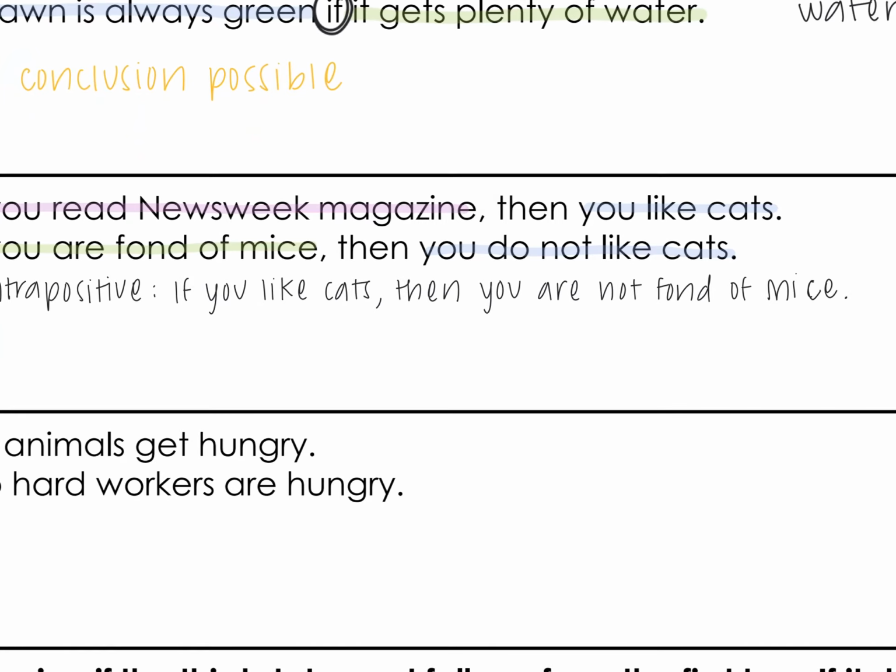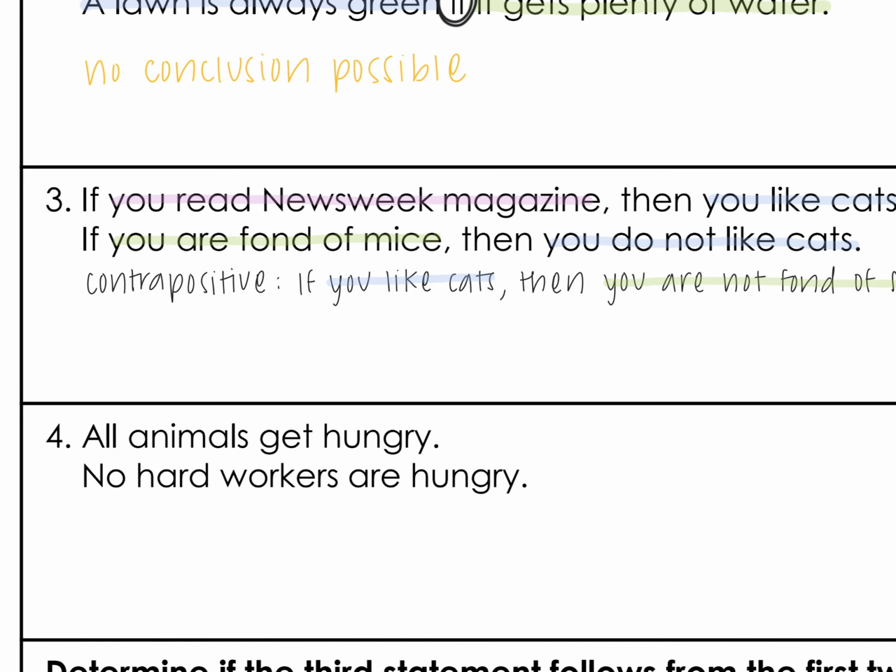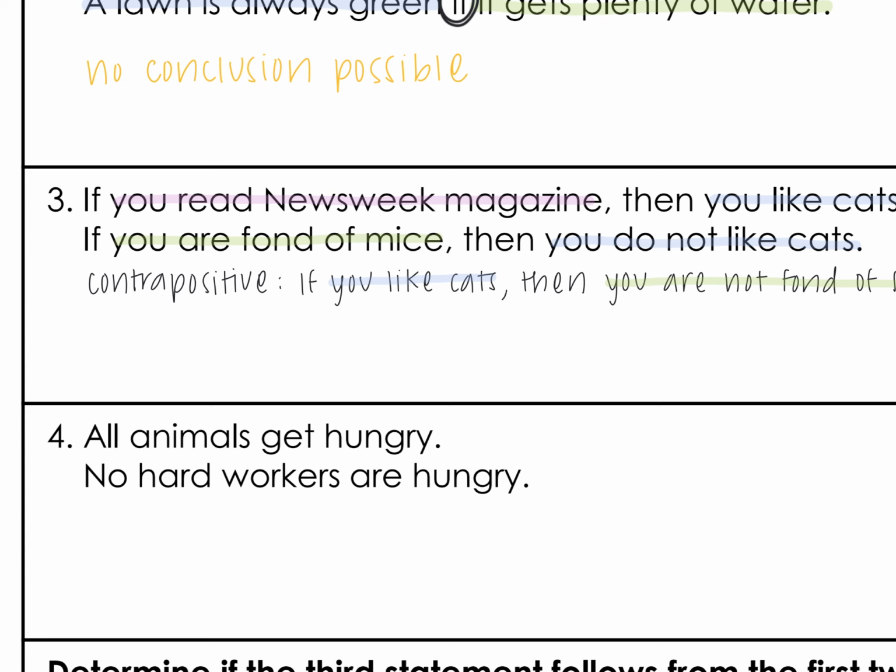Okay, so now if I were to highlight this, just so we can kind of see it, we're talking about liking cats at the beginning, and then not being fond of mice is going to be at the end. You'll see here we are ending one sentence with "you like cats" and starting the next with "you like cats." So we'll be able to use that law of syllogism to say that if you read Newsweek magazine, then you are not fond of mice. That's going to be my conclusion here.